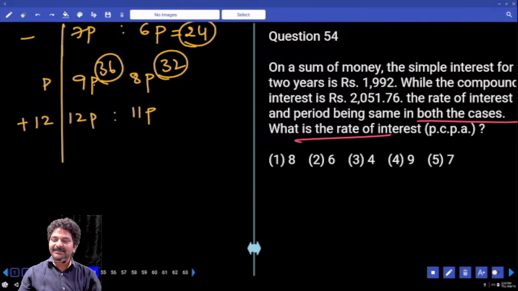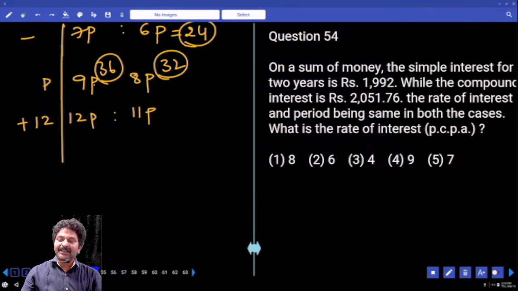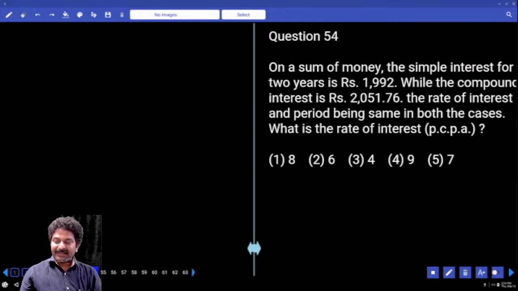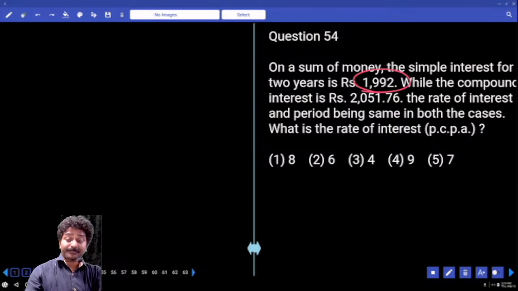And a sum of money, the simple interest for 2 years is 1992, while the compound interest is 2051.76. The rate of interest and the period are the same in both cases. What is the rate of interest? Okay, R value we have to calculate. Simple interest for 2 years is 1992. What is it for 1 year?